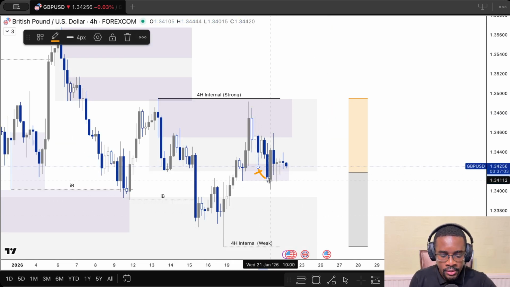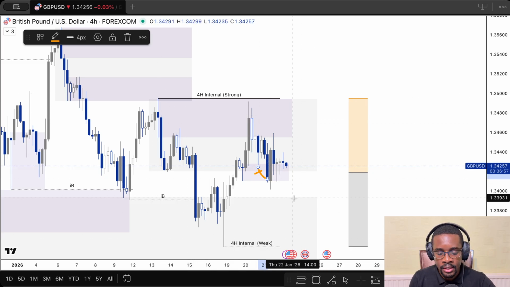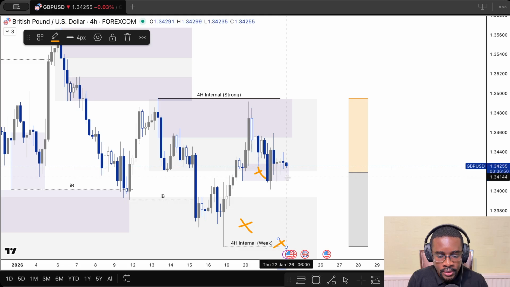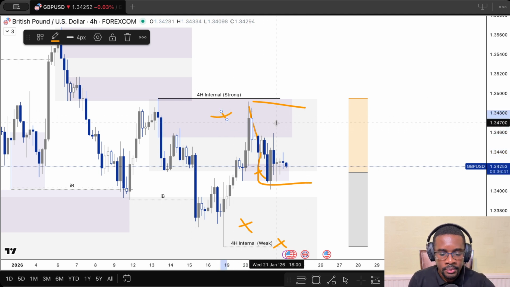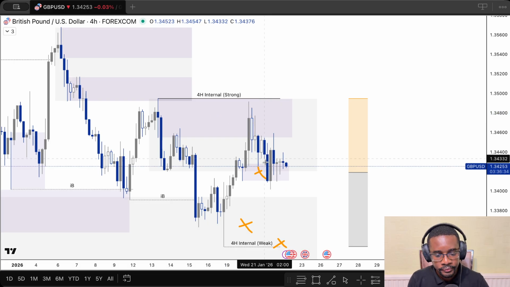So we've already seen failure of a demand area. The 4 hour internal is still holding, so it is likely that we could see this weak low being run. Price is in a premium at the moment. Now we have not created any strong supply areas either, okay, except that this supply at the extreme is one that is still holding.